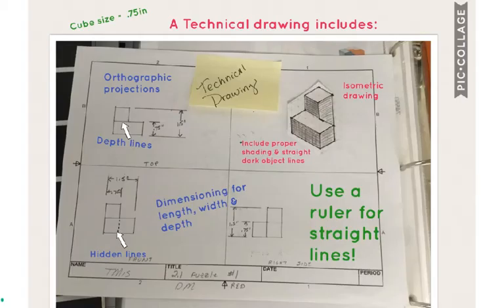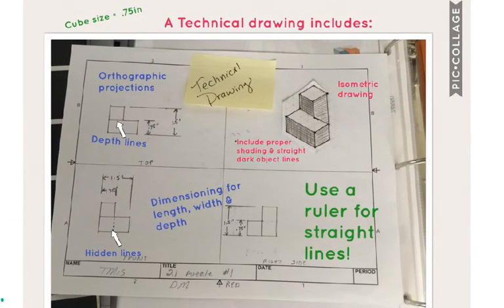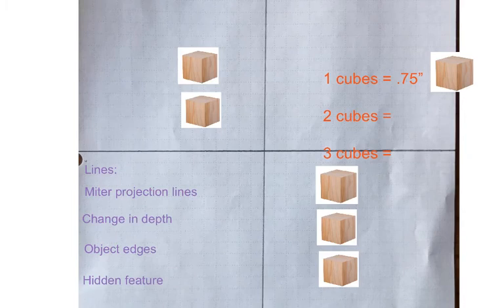Let me show you a quick overview of what we're going to be doing. We are going to be making technical drawings that look something like this. They're really pretty simple. They're a lot easier than isometric drawings. In one square, we're going to draw how it looks at the front, how it looks at the top, and how that image looks at the side. Then we're going to put in some measurements, okay? Before we get started, I want to cover what those measurements might be.